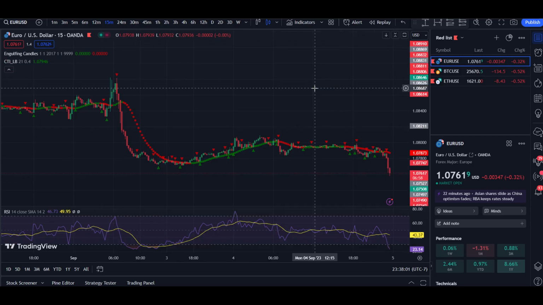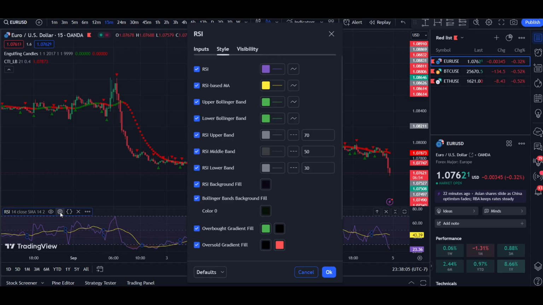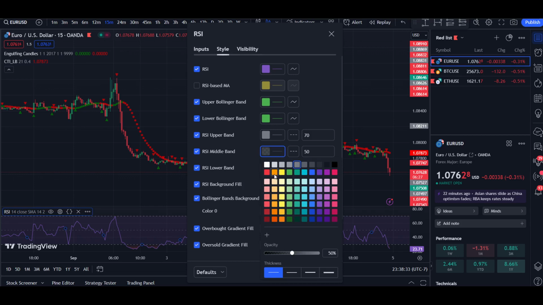All right, so now that we got all of our indicators pulled up, we're going to go to the RSI, go down over to settings. I'm going to uncheck the RSI based MA. We're also going to go to the middle band. And what I like to do is I will change the color and I will make it appear more visibly.